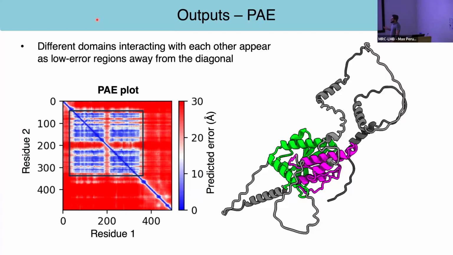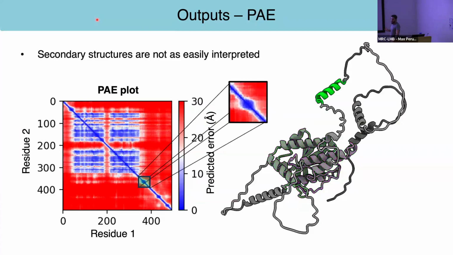The PAE is not a good measure for things like secondary structure, like the pLDDT. So here, for example, this alpha helix is hard to interpret from the PAE plot alone if it's well predicted. So for that, if that's what you're interested in, then you'd rather look at the pLDDT than the PAE, right?